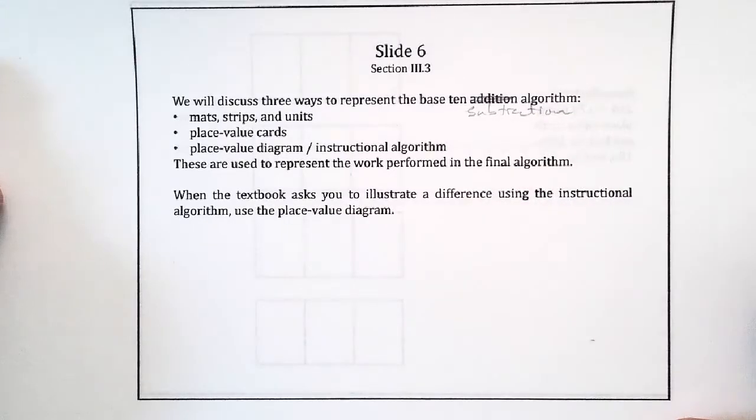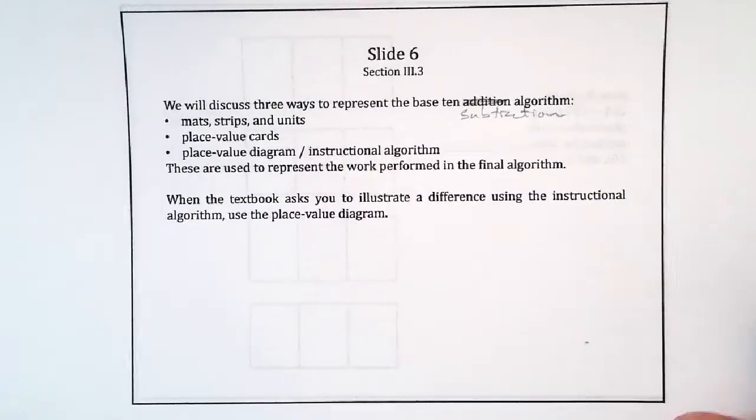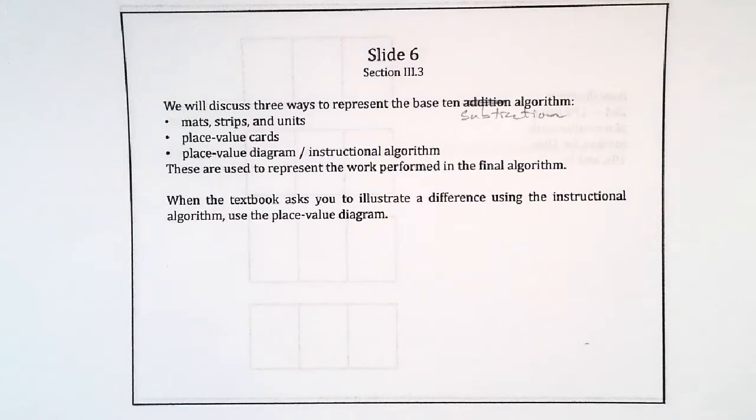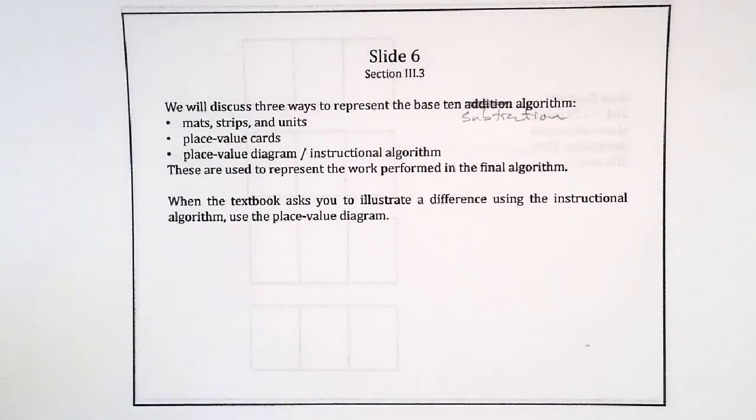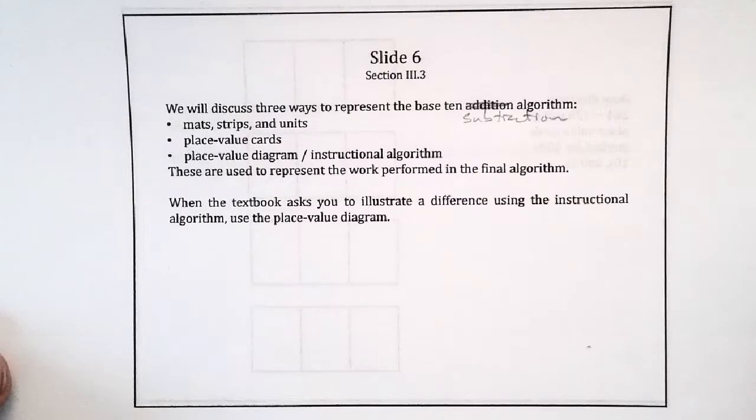Mat strips and units, place value cards, and a place value diagram or instructional algorithm. These are used to represent the work that is performed in the final algorithm. So when the textbook asks you to illustrate a difference using the instructional algorithm, please just use the place value diagram. So when it comes to subtraction, read instructional algorithm as the place value diagram.